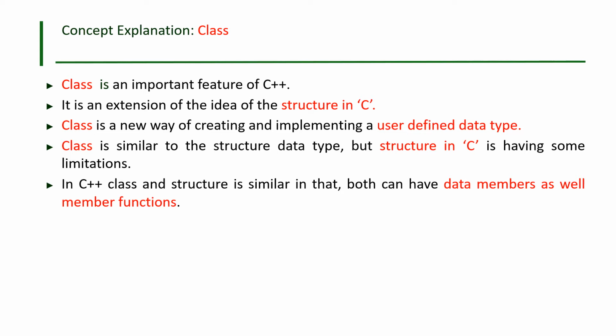Now what is the difference between class and structure in C? So class is an extension of the structure in C. In a structure in C, as you have already learned, you can store heterogeneous data elements, but only data elements you can store in a structure. But class is a user defined data type like a structure, but in class we can have data members as well as member functions.